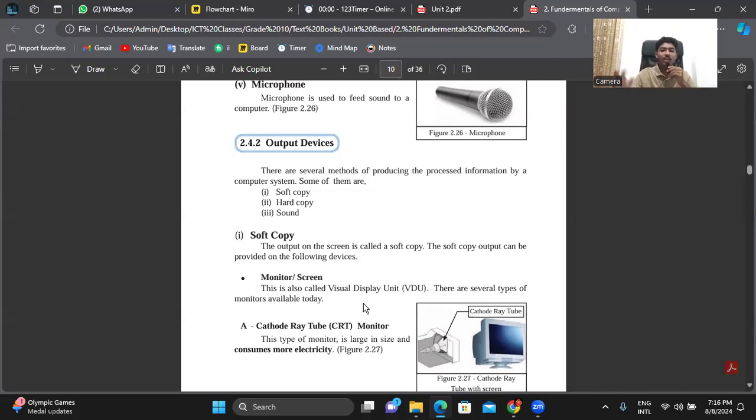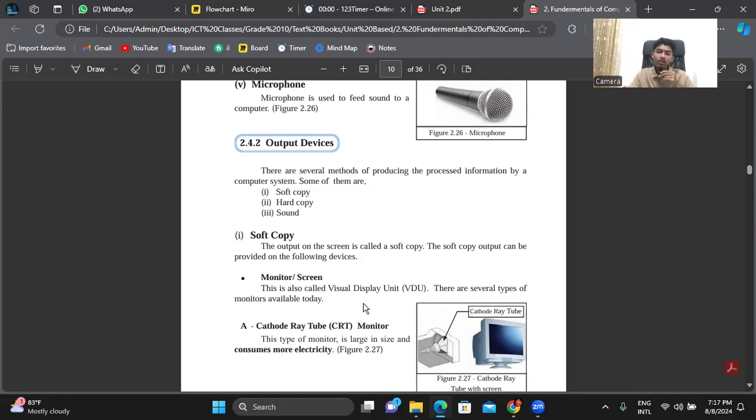If you turn off the screen, you are not going to touch that soft copy. But just think of an A4 paper. You can't turn that off, right? So that is a hard copy. If you can touch or feel it, that is a hard copy.